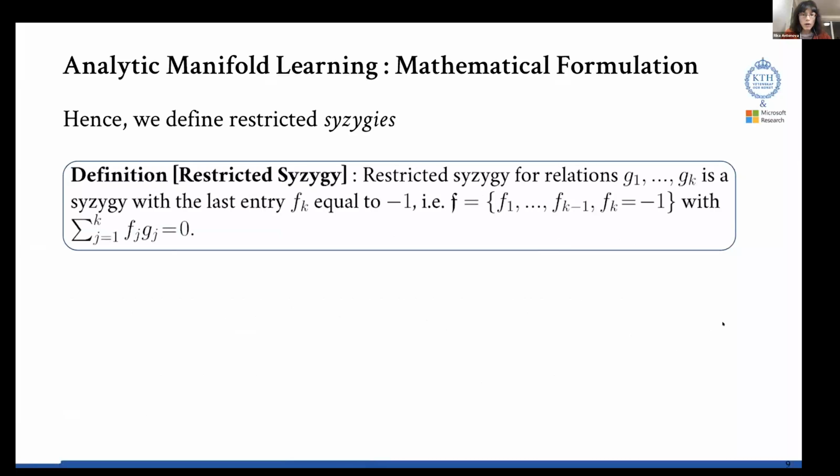And in this work, we define a few notions of independence which are more useful. For example, we define a restricted syzygy, which requires that the last functional coefficient is -1.